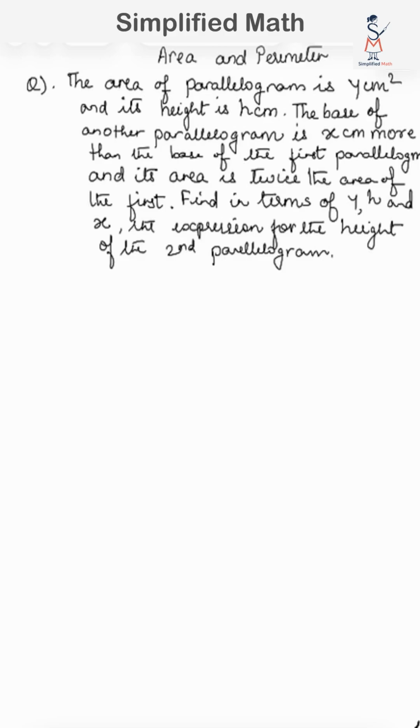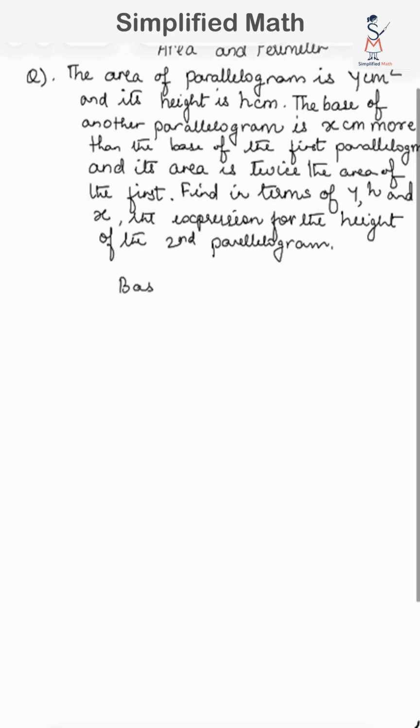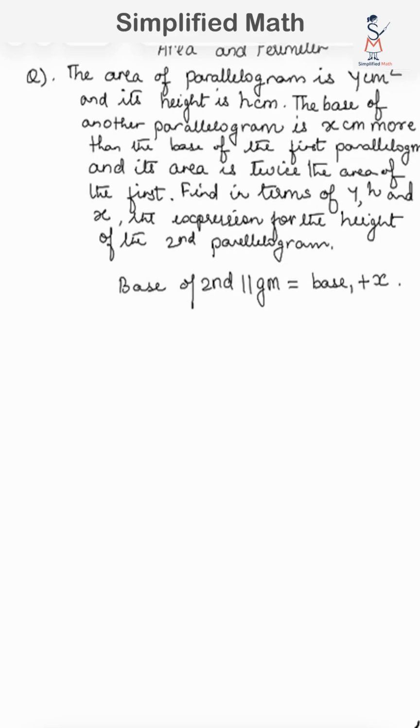So the base of the second parallelogram is given in terms of the base of the first parallelogram. That is, we will write here the information given. Base of second parallelogram is equal to x more than the base of the first. So the base of first plus x. And the area of second parallelogram is twice the area of the first. Now find, in terms of y, h and x, the expression for the height of the second parallelogram.